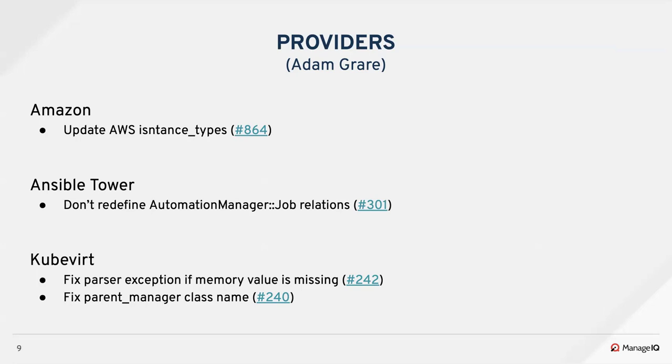KubeVirt is getting some attention now. So we fixed a parser exception if the memory values are missing, which seemed to happen sometimes when the VM wasn't running. And we also fixed the parent manager class name. It was pointing to just the base Kubernetes provider, but since the OpenShift parent was an STI, it was getting returned as null, which was causing failures when you went to save the provider. Next slide.